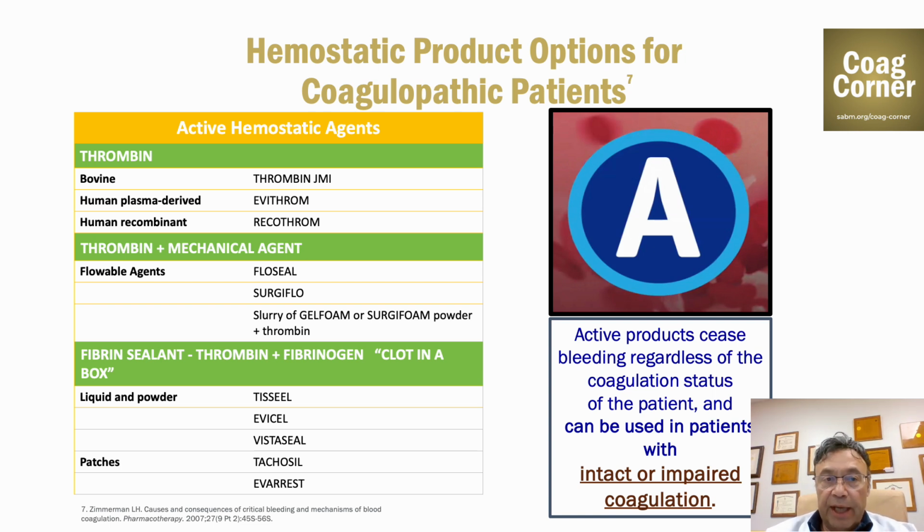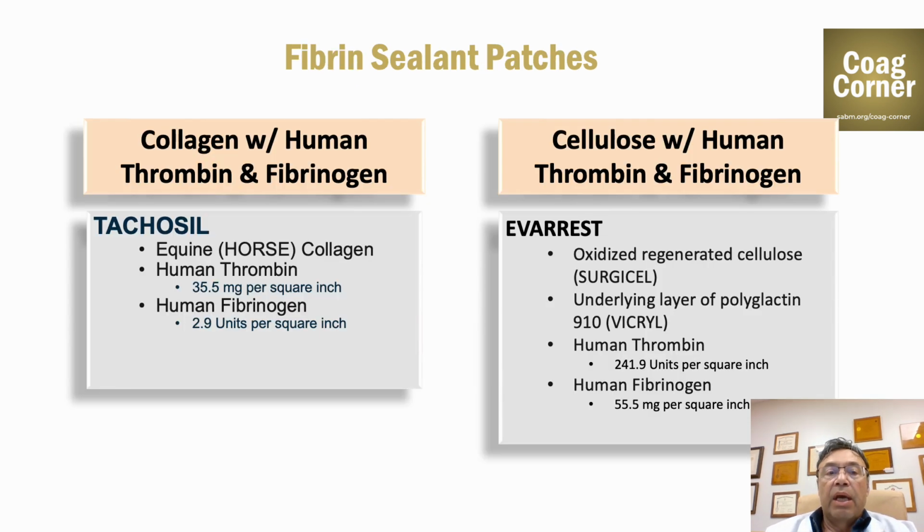As you go up this from passive to active with mechanical agents and sealants, these agents become more and more expensive, and they tend to be more and more successful in achieving hemostasis in various sites. In addition to that, there's fibrin sealant patches, which are the most expensive, but oftentimes can do an amazing job in stopping bleeding that you never would think would be able to stop with just sutures.